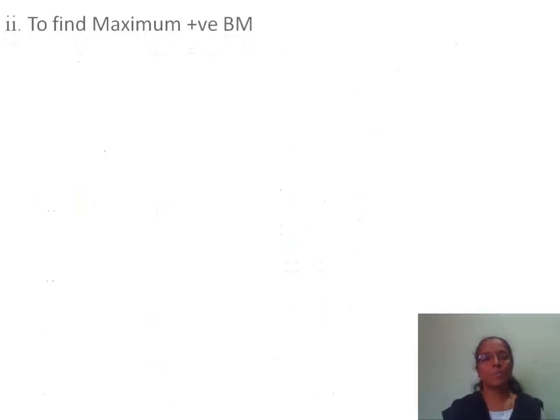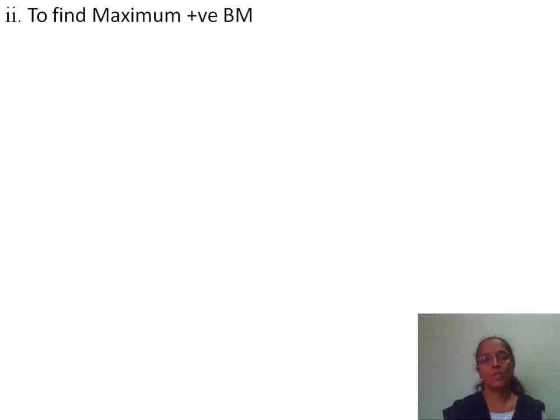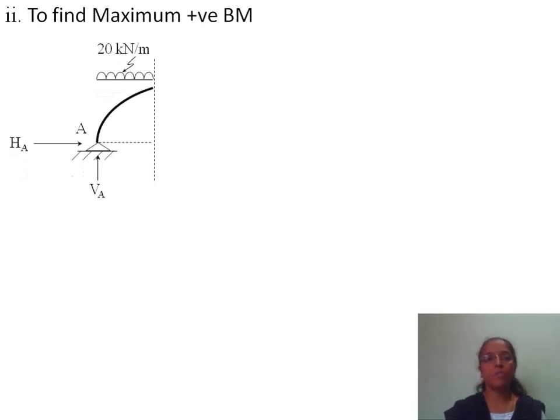So the second step is to find the maximum positive and negative bending moment and also to draw the bending moment diagram. So first let us take up finding the maximum positive bending moment. So we know that positive bending moment will occur under the load. So let us consider any section X under the load. In case of parabolic arches, X is always measured from the support, whereas in case of circular arches, X is always measured from the center.